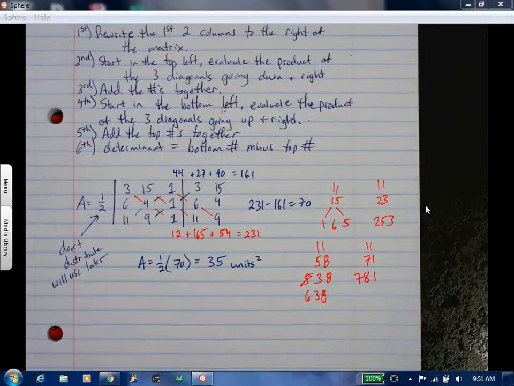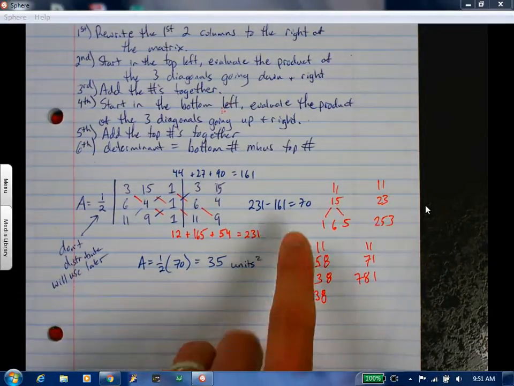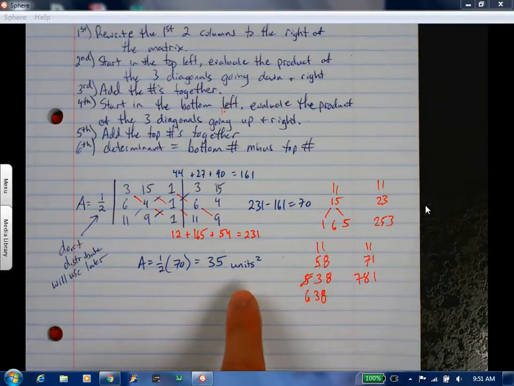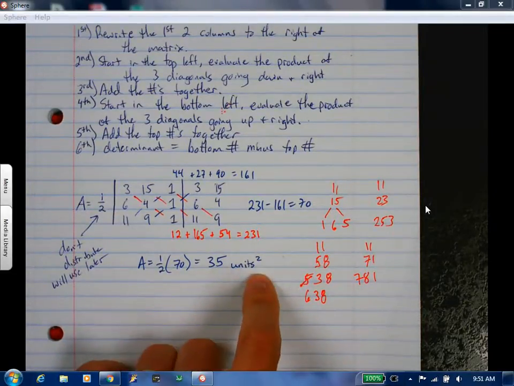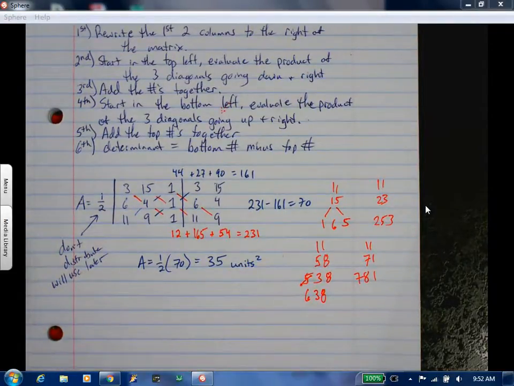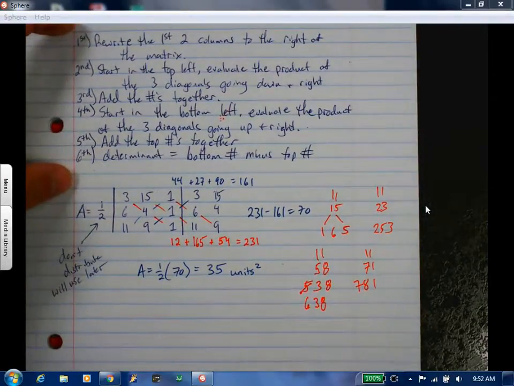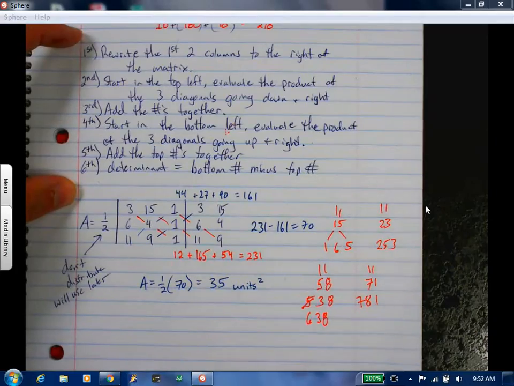Like the last operation, 231 minus 161. It's like the bottom minus the top. It's always bottom minus top. So I'll get you a copy of these notes right here. These are the steps for 3 by 3. Divide by half. Okay. Hang on.